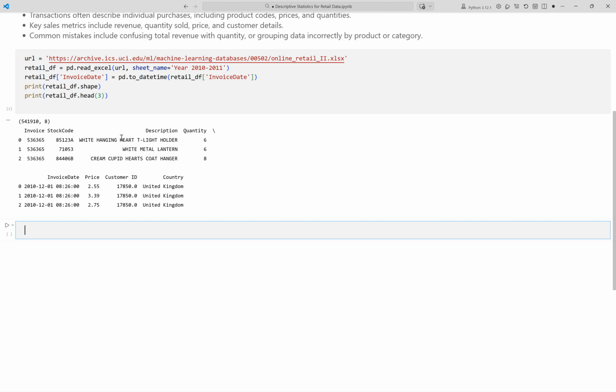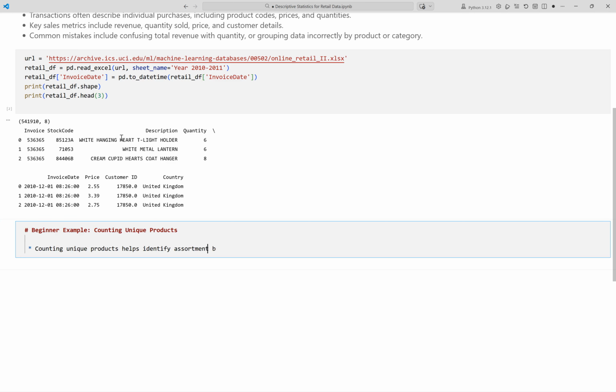Running the cell now. This output shows that there are 4,070 unique products sold, which means the dataset contains a wide variety of items. Counting unique product codes helps us understand the overall assortment size, a key step for making informed inventory and marketing decisions. Try to explain why knowing unique product count matters for business decisions.